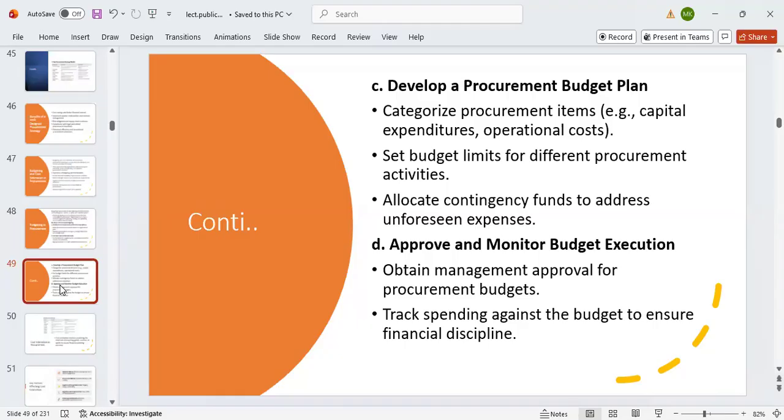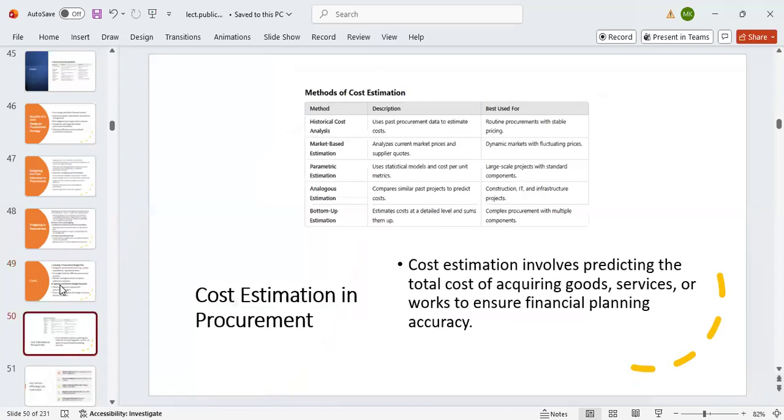Okay. Then you approve and monitor the budget execution. Don't just allocate funds, you must monitor. First of all, you obtain permission from the top management to use the money or the budget. Whilst you are doing that, you must be tracking how you are spending the money along the way. Okay. So those are the things I should be looking at.